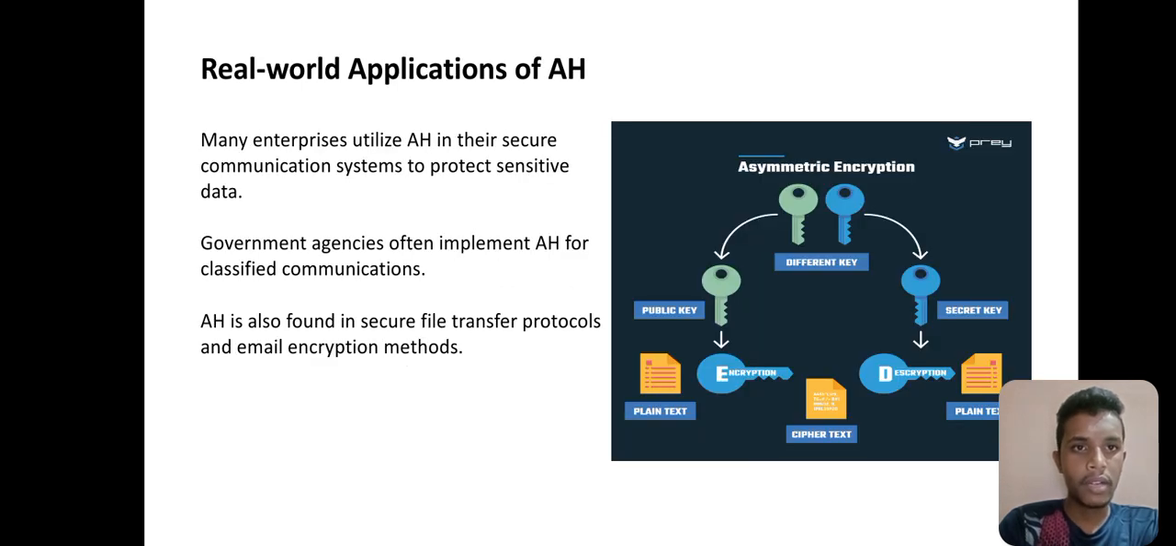And for real-world applications of authentication headers, many enterprises utilize authentication headers in their secure communication systems to protect sensitive data. Government agencies often implement authentication headers for classified communication, and the headers are also found in secure file transfer protocols and email encryption methods.